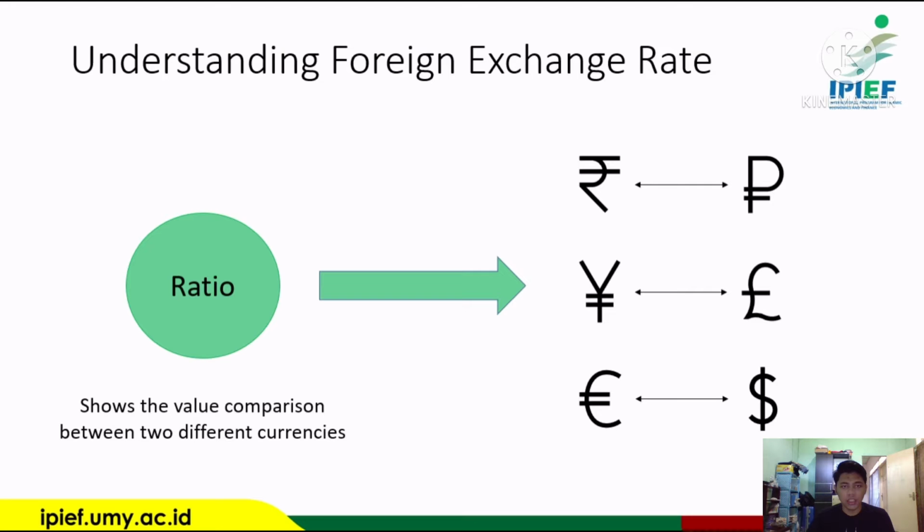All right, so we begin our discussion for today on understanding and measuring foreign exchange rates. When we want to understand the foreign exchange rate, it is always related to a ratio. What does the ratio actually mean? The ratio is the value comparison between two different currencies. The two currencies can be the dollar to our currency IDR, or yen to pound sterling, or euro to yen also.